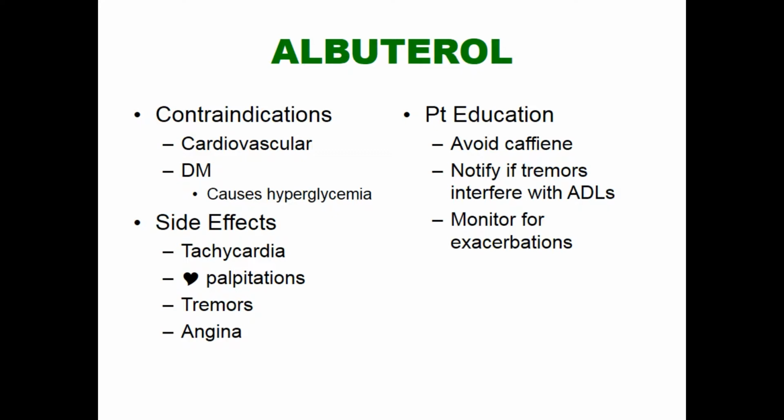Albuterol is our first example drug. It is contraindicated in cardiovascular disorders and diabetes. The side effects include tachycardia, heart palpitations, tremors, and angina. Patient education: avoid caffeine because of the side effects. Notify when tremors interfere with activities of daily living, and monitor for exacerbations of the asthma. This is not a good medication for cardiac patients.